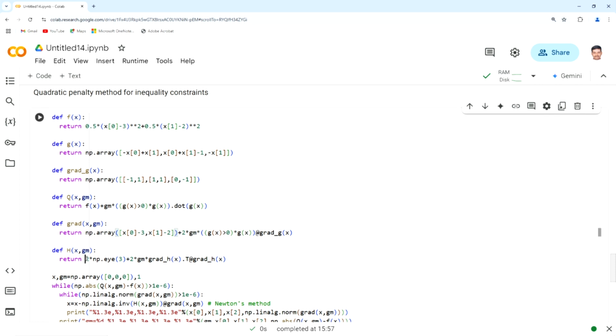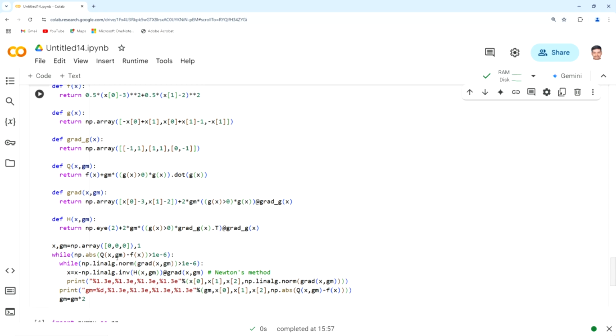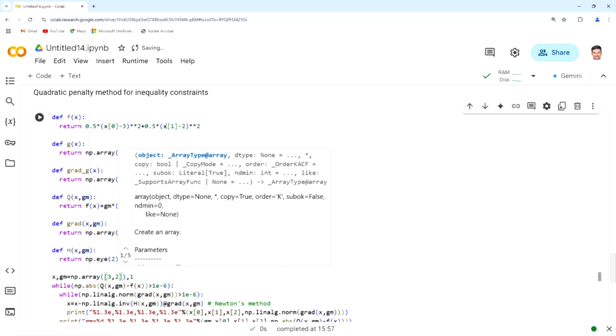And here, this will be I of 2. So, when you differentiate this, it is just 1 0 0 1. So, that is I of 2, and here you will have 2 into gamma into grad g of x and grad g of x, but here again I will multiply using g of x greater than 0. Okay. All right. And so, we will start with 3 comma 2, since we are finding the distance from 3 comma 2, right.